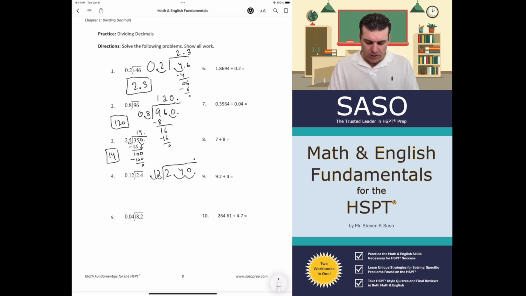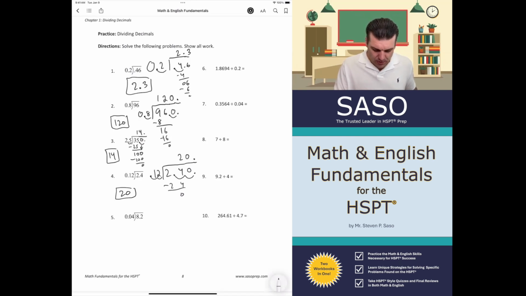Okay, 12 goes into 24 2 times evenly. And 12 goes into 0 0 times. So we just add a 0 there. And then this is going to be 20.0. But as I've said, 20.0 is the same as 20. So we're just going to leave our answer like that. All right. So far, not too bad, right? These are pretty easy. Okay, let's keep going.